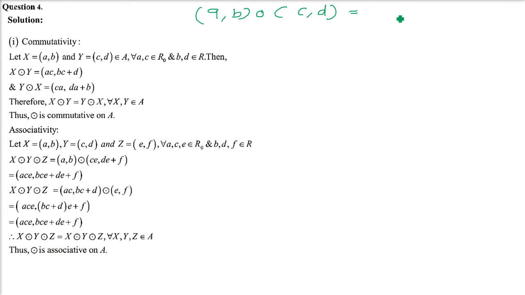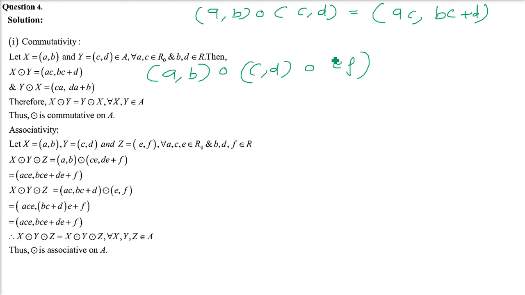So you get AC, that is, first two you multiply, then you multiply the second with the first one and add the third one. So (A, B) will operate with (C, D) and then we'll operate it with (E, F). Next term will of course be (E, F). So first we'll operate this one, and this is already given: AC and BC plus D. And this will operate with (E, F).